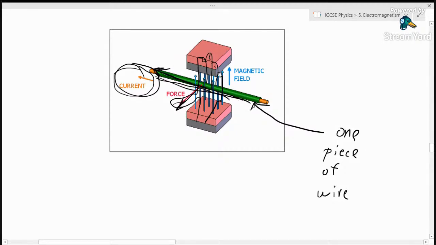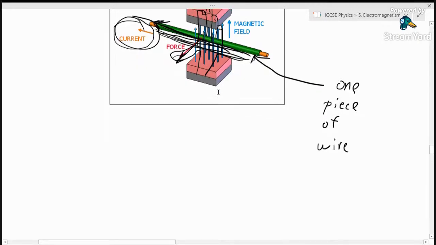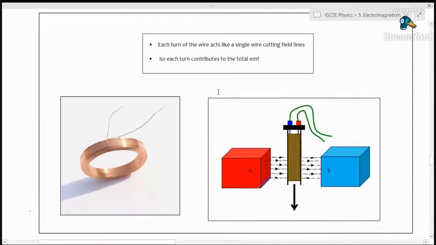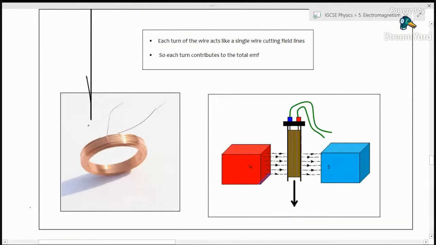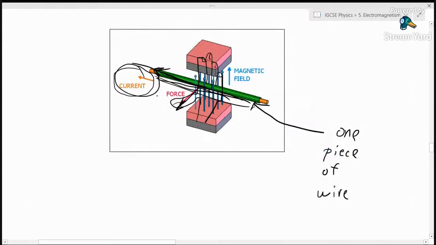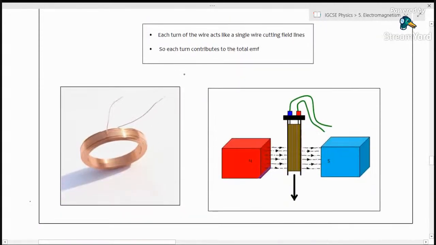We want to have lots and lots of pieces of wire that are cutting across these field lines. So one way of doing that is instead of using a straight piece of wire, we use a coil of wire, like shown right here. And this is a whole coil of wire.